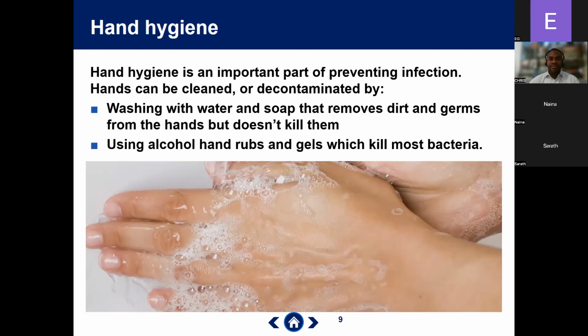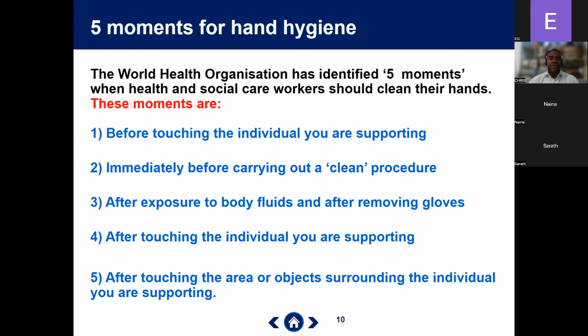Hand hygiene is an important part of preventing infection. Hands can be cleaned or decontaminated by washing with water and soap that remove dirt and germs from the hands but doesn't kill them. Using alcohol hand rubs and gel which kill most bacteria. Yes. So these are the two main ways. So the hand washing or the use of the sanitizer or alcohol hand rub.